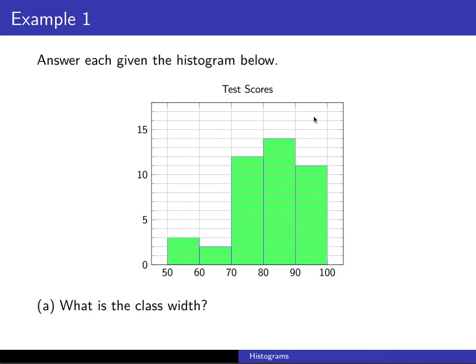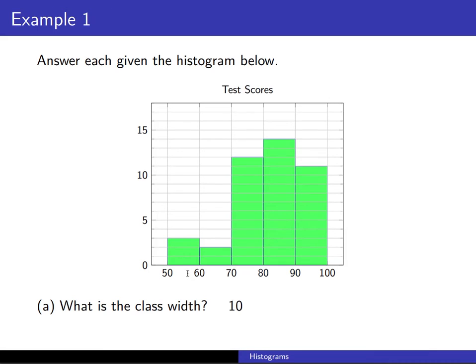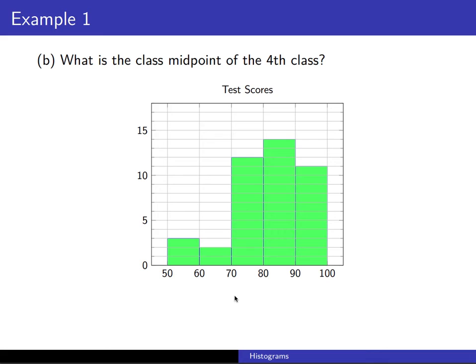Example 1, answer each given the histogram below. Here we have some test scores ranging in the 50s all the way up to the 90s or 100. Here we have the count, or the frequency, on the vertical axis. First up, what is the class width? Well, we just take 60 minus 50, and we end up with a class width of 10. So 60 to 70, 70 to 80 all have a class width of 10. Part B, what is the midpoint of the fourth class? First, second, third, fourth class is this class right here.